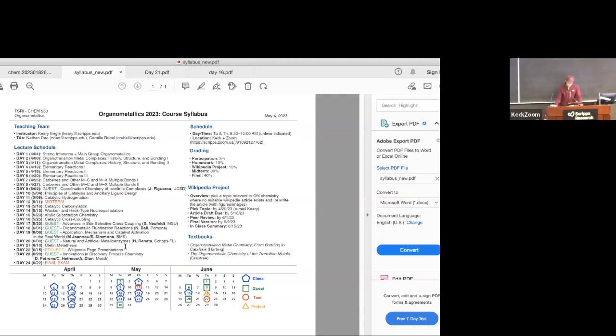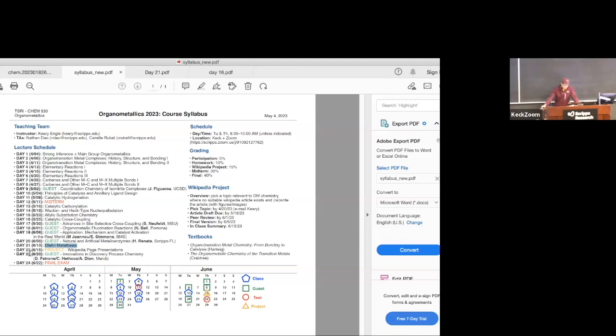Keeping track, this is day 21. Today will be my last lecture on Olefin Metathesis. And then Thursday of this week will be your Wikipedia page presentations.